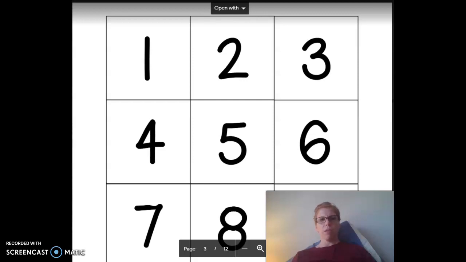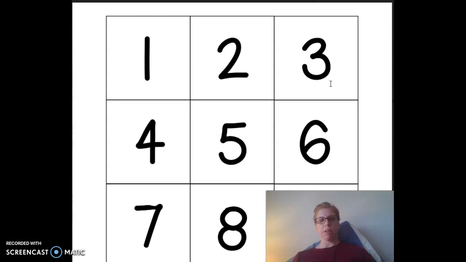For this activity, you are going to need these numbered cards. They are over there on the Pathways shelf in the activity binder. So go ahead and grab a little packet of these numbers and then come back to me.